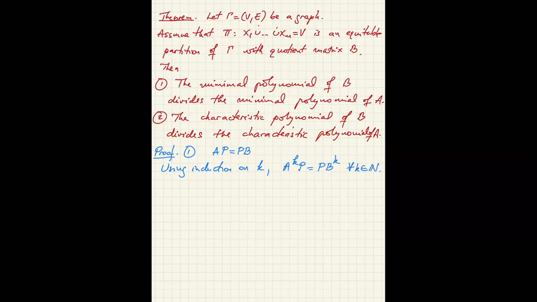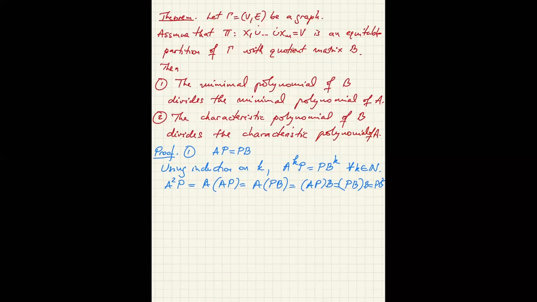Let's just do one step and then you can see the pattern. For example, I have AP equals PB. So if I want to calculate A squared P, this is A times AP. What is this? Well, this is A times, AP I replace by PB. So you replace AP one at a time by PB. And so I get this, but I can play this game again. This is AP times B, but this is PB times B, and this is PB squared. So that's how you can prove it.